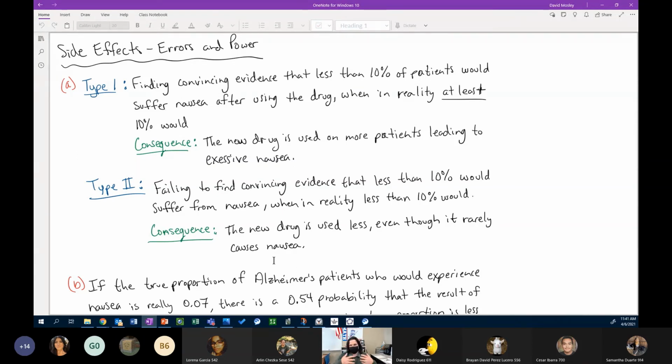So again, when you're asked these types of questions, make sure you're answering the question. It's not asking for define type 1 and type 2 error. It's saying what is a type 1 or type 2 error in this context.